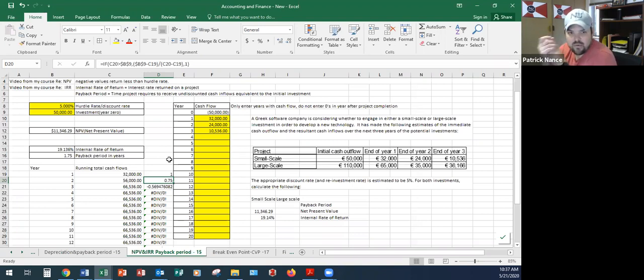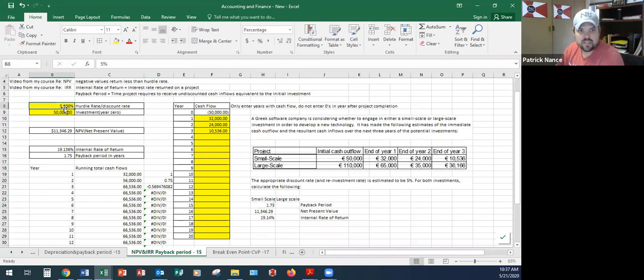Now, why does this matter? Well, payback period is an important measure because the longer the term that it takes for you to get your money back, generally speaking, the higher the risk, simply because we usually understand more about what's going on right now and what's happening tomorrow and next year than what's happening 3 years, 4 years, 5 years from now. So the quicker the payback period, generally speaking, the less risk. So payback period for the small scale is 1.75 years.